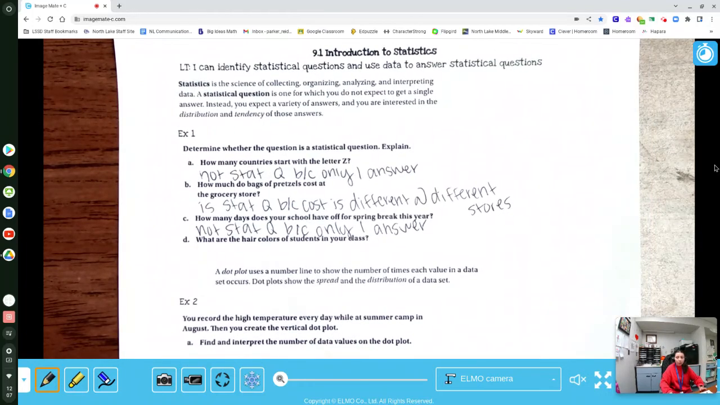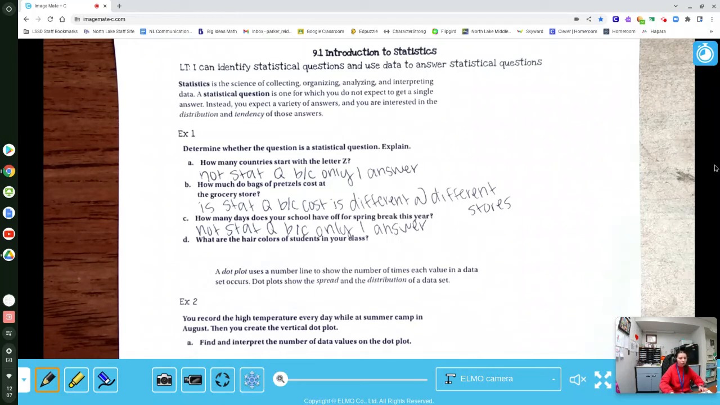Now, this one can seem a little confusing because if we were to be asking at different schools, how many days do you have off? Then it could be different, right? Different schools could have different amounts. But if we're asking just our individual school, there's only one answer. So it is not a statistical question.